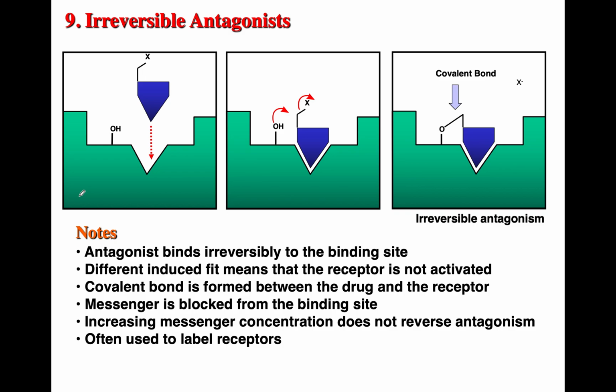Often these are used to label receptors. So you can have radioactive labels, radioactive molecules come in, bind to the receptor, and have a covalent interaction with that receptor, and they stay bound to that receptor. Then you can use those radioactively bound receptors to identify how much of your compound is actually bound to the receptor.